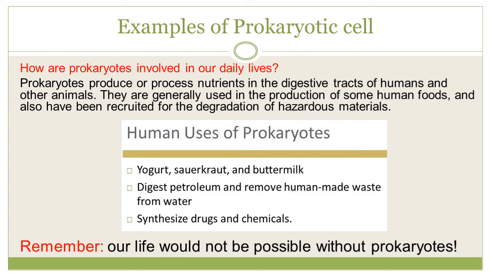How are prokaryotics involved in our daily life? Well, prokaryotics generally produce or process nutrients in the digestive tracts of humans and other animals. They are used in the production of some foods and have also been recruited for the degradation of hazardous material, something that we are going to see during our ecology course. Human uses of prokaryotics include, for example, the production of yogurt, sauerkraut, and buttermilk. They can also be used, for example, to digest petroleum and remove human-made waste from water.